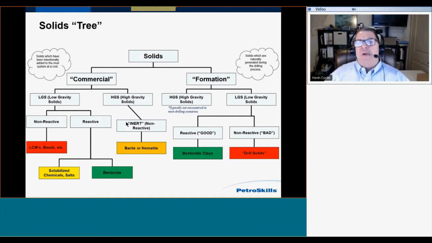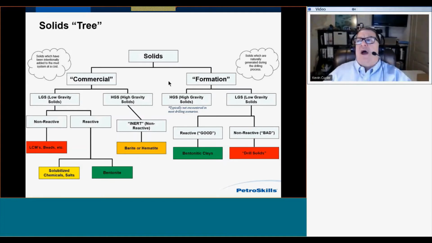Means they're non-reactive. They don't add anything chemically to our system. And the most common example is, of course, barite, barium sulfate. We add it for a weight material. Somebody has paid for it, so it's commercial. It's a high-gravity solid. It comes in at about 4.2 specific gravity. It is inert. It doesn't react with anything. And so we put it into that category.